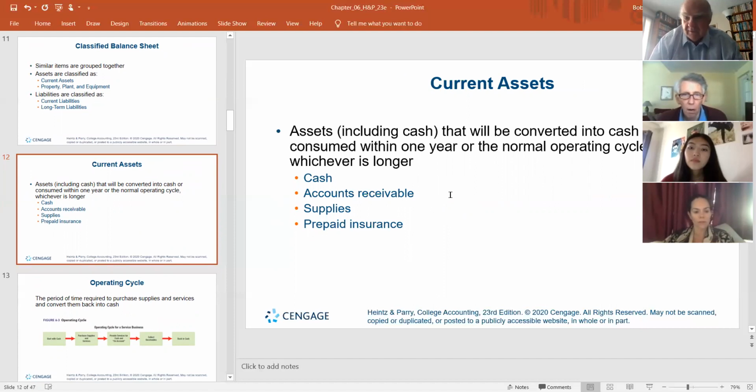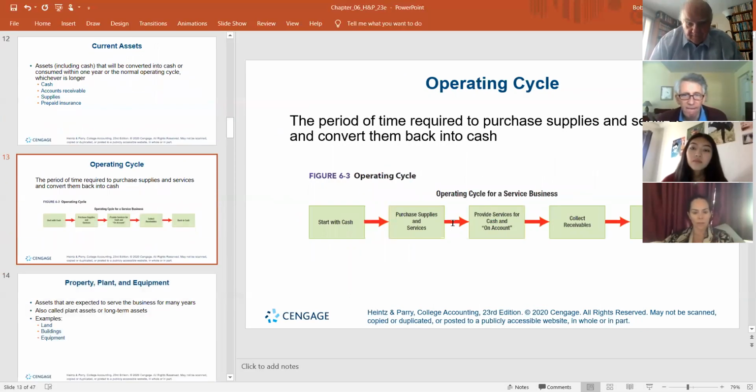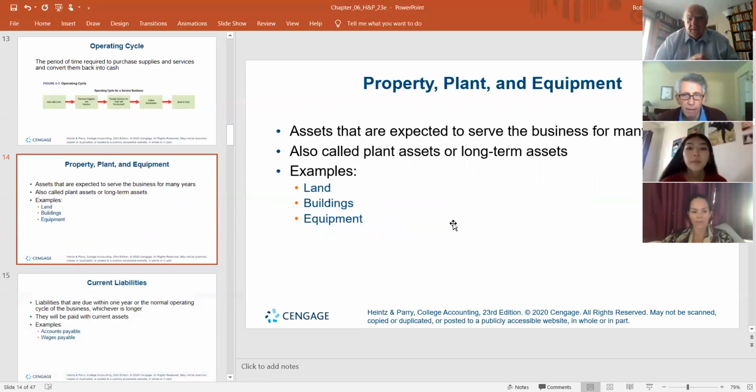Cash, current, accounts receivable. We certainly expect to collect our monies from customers within a year. We use supplies and prepaids. Those are your current assets. The operating cycle, I don't think I want to go over that. Property, plant, and equipment. These are your long-term assets, if you will. These are the ones we expect to have for a number of years.